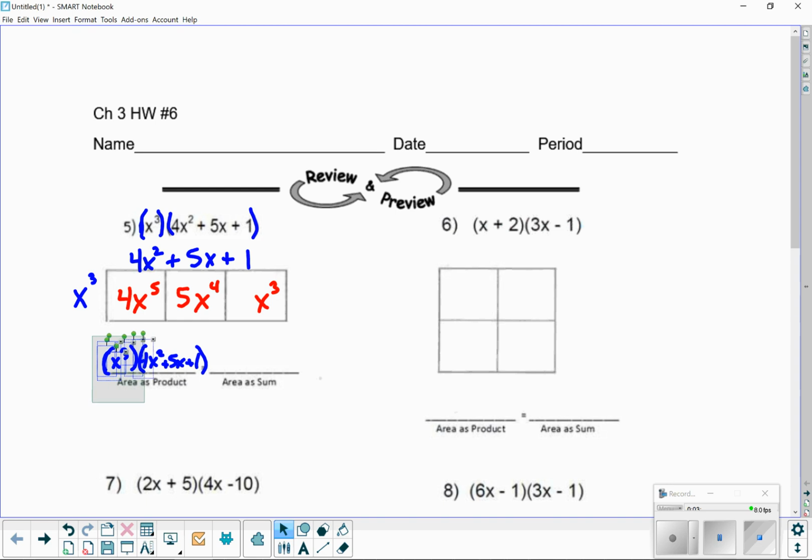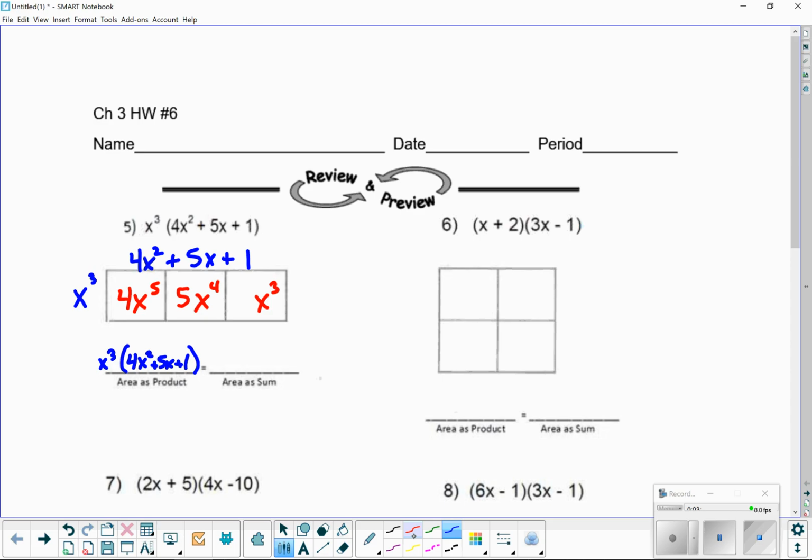And you can do it like that. And again, if you don't want the parentheses, which makes it look a little cleaner, you just remove the parentheses. And guess what? It looks exactly like how we started. So most of the time you see it just like that. So it's x to the third, this area as the product. That's one of the factors, and then 4x squared plus 5x plus 1 is the other.